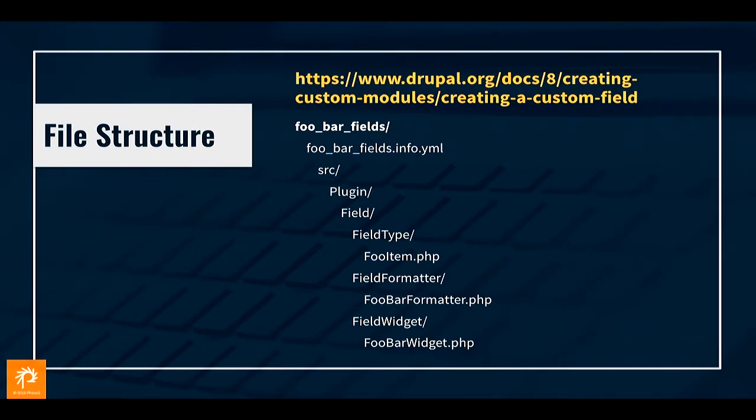All of these 3 elements that I talked about for your field are going to be plugins. So they're going to live in the plugin directory. It's going to be a field plugin. It's going to use the field type as the base. So here we see the basic file structure for a new field module. Again, your 3 plugins that you're going to care about are field type, field widget, and field formatter.